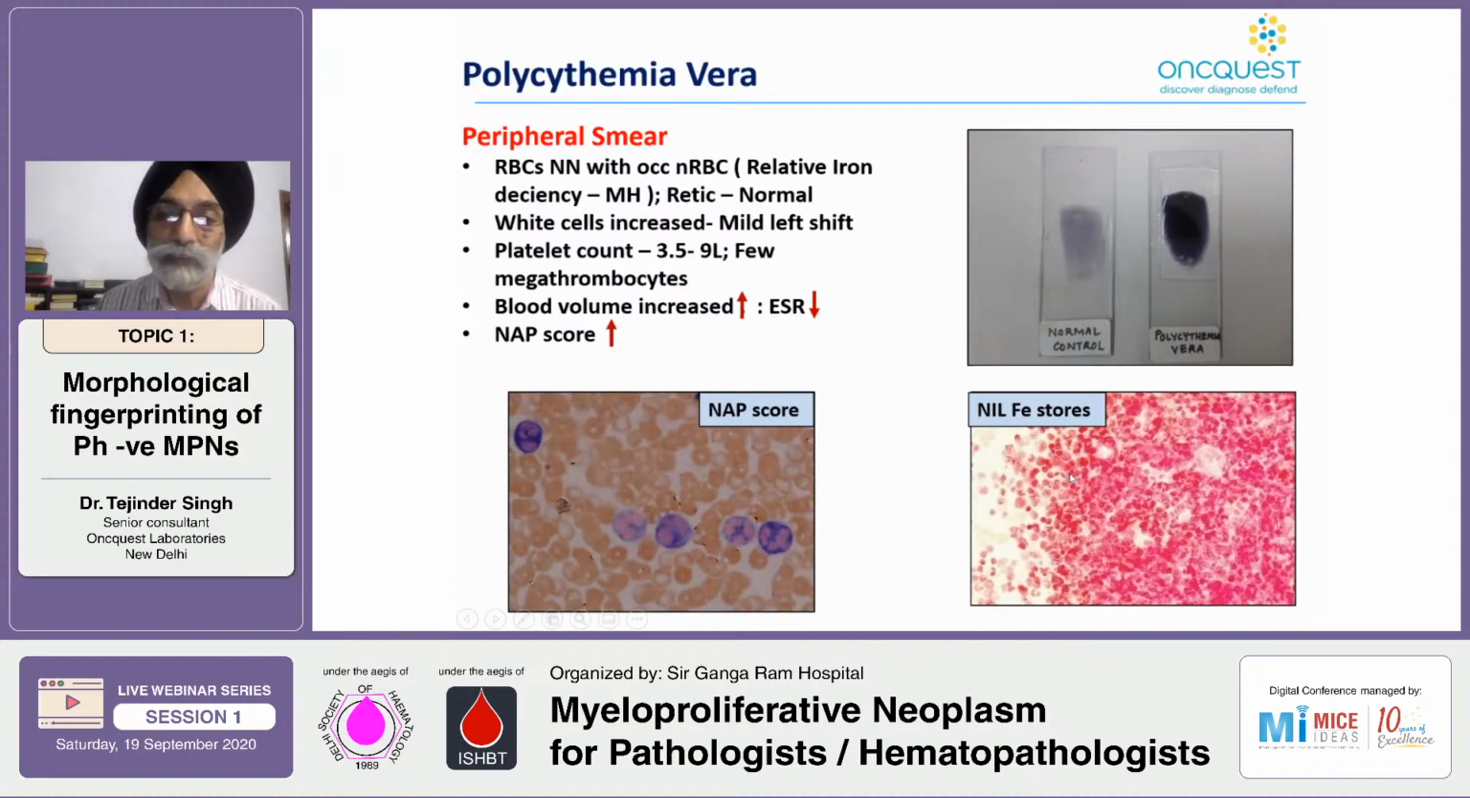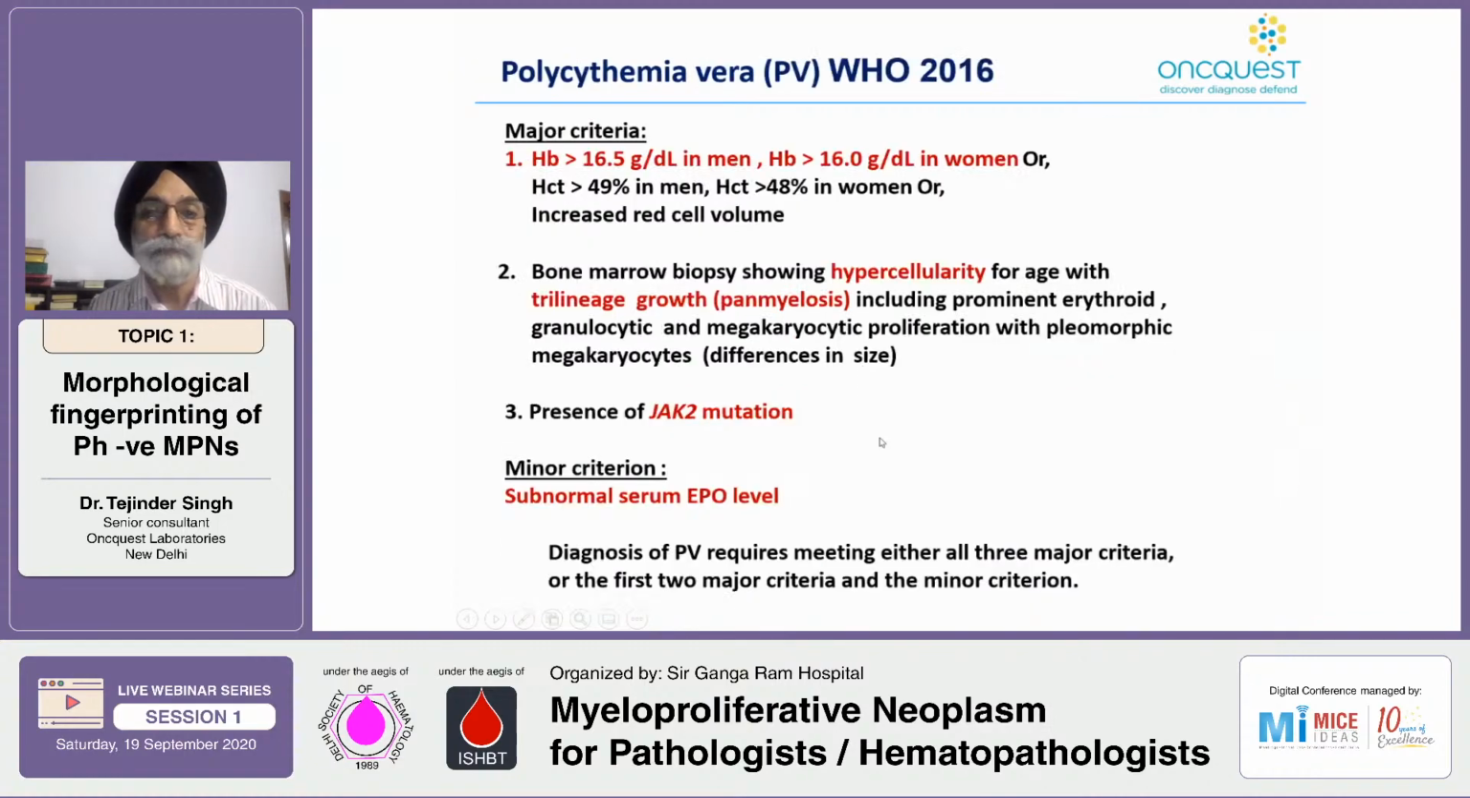As the red cells or the normoblasts keep on proliferating, they keep on utilizing iron and the iron stores become nil in these cases. Platelet count is a little bit high, usually may go up to 9 lakhs. Blood volume is increased, ESR is low, NAP score is high.